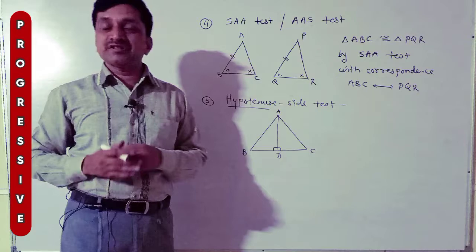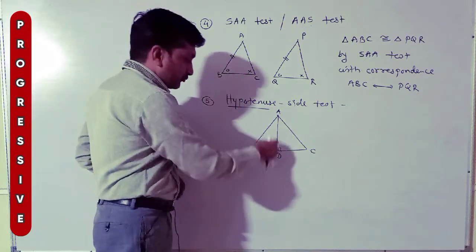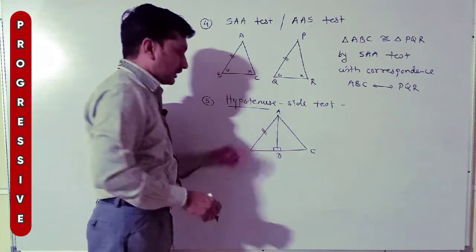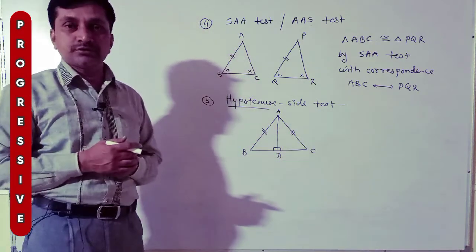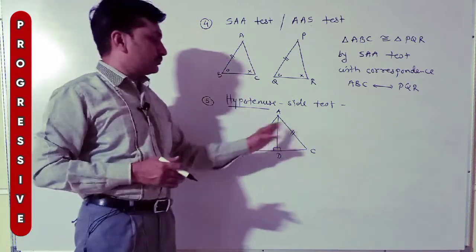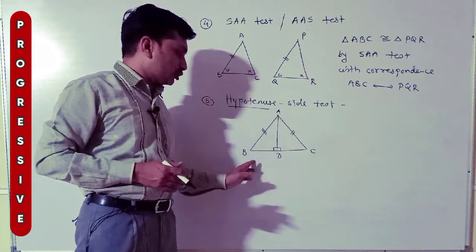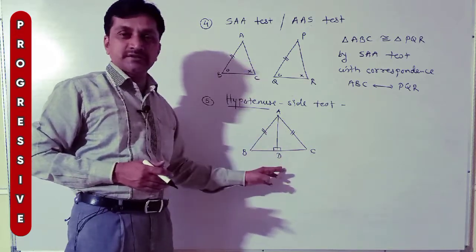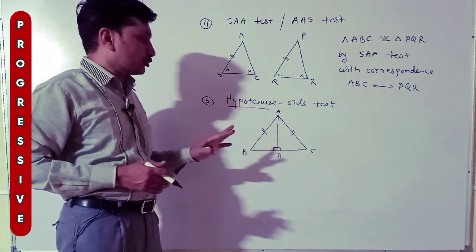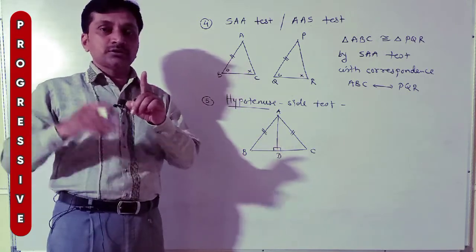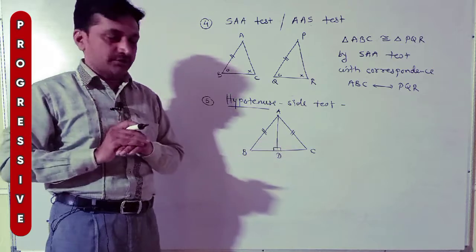Both their hypotenuses should be congruent. Now hypotenuse of ADB is AB and hypotenuse of ADC is AC. Means AB and AC should be congruent. And any one of the other sides, either AD or BD with DC, any one of the remaining two should be congruent. Means one hypotenuse and one of the sides.